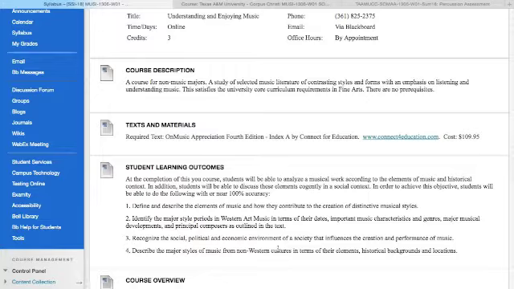Student learning outcomes. At the completion of this course, the students will be able to analyze a musical work according to the elements of music and historical context. So there's 4 areas we'll cover. Number 1, define and describe the elements of music, how they contribute to the creation of distinctive musical styles. Number 2, identify the major style periods in Western art music. 3, recognize the social, political, and economic environment of a society that influences the creation and performance of music. And 4, describe the major styles of music from non-Western cultures.